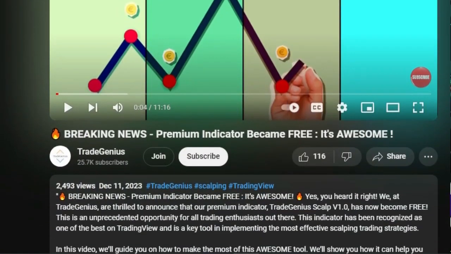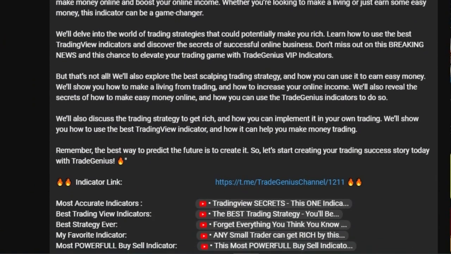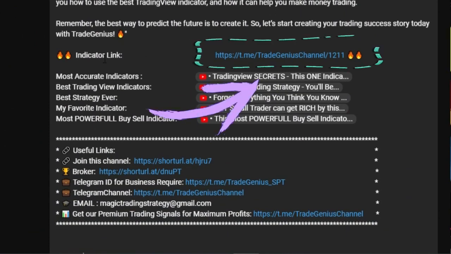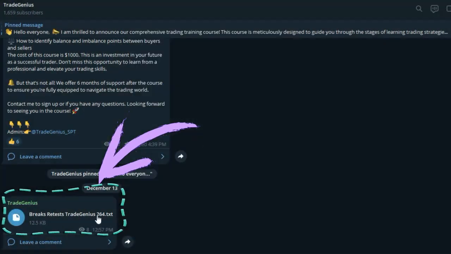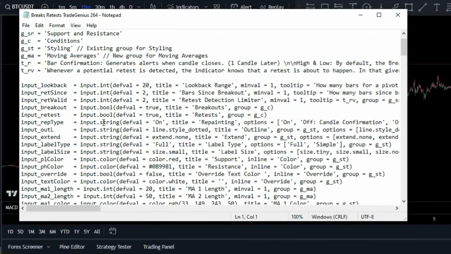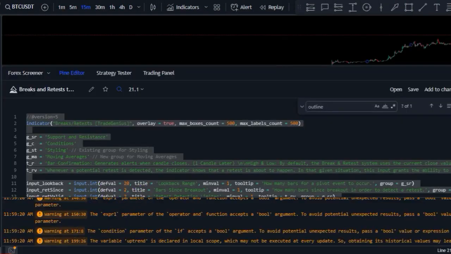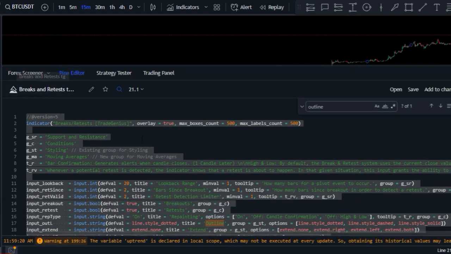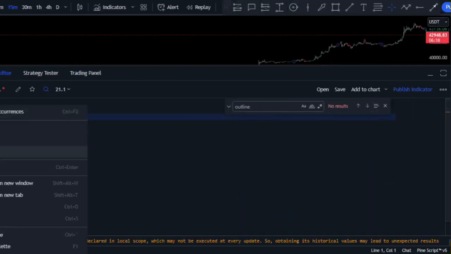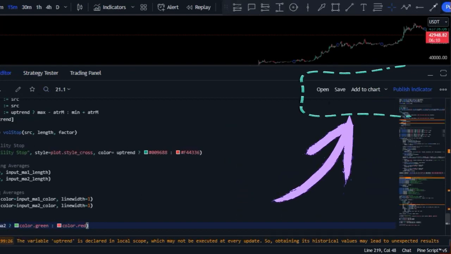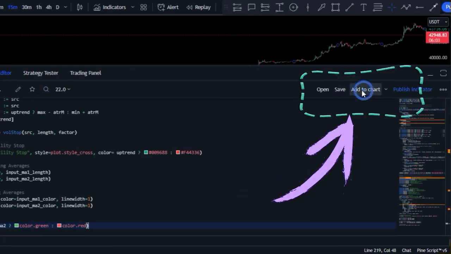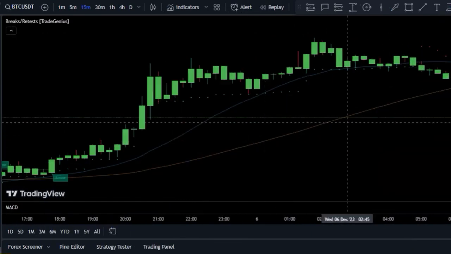And here's how you can have the breaks and retest Trade Genius indicator for free on your chart. First things first, join our one-of-a-kind Trade Genius Telegram channel, link in the description. It's a treasure trove of trading tools and strategies, including the text file for this very indicator. All you need to do is copy the text, then scoot over to the TradingView's Pine editor, clear out any text that's already there, then paste in the text you copied, hit save, then add to chart, and boom, you've got the indicator on your chart absolutely free of charge.